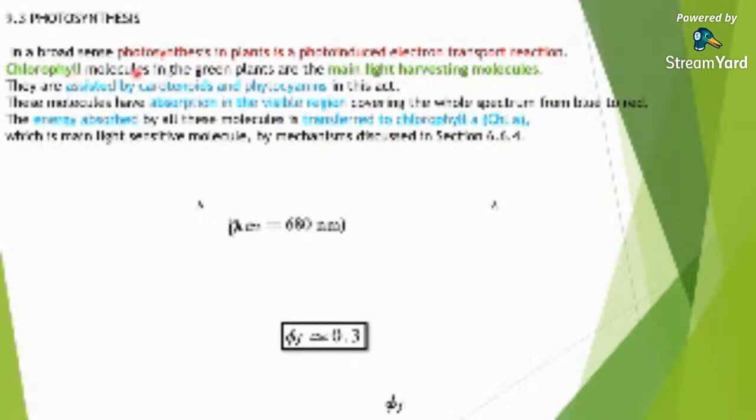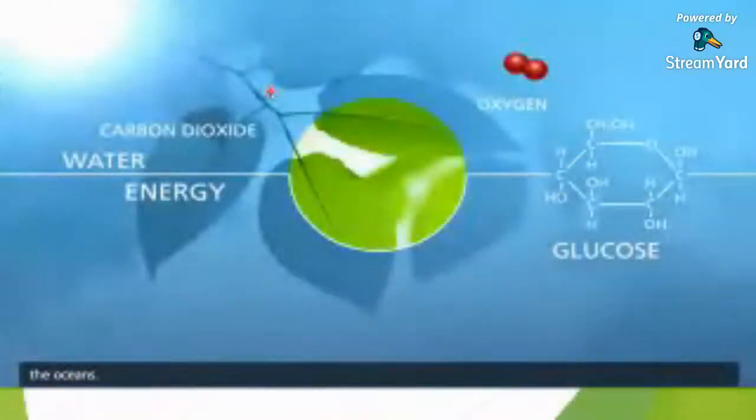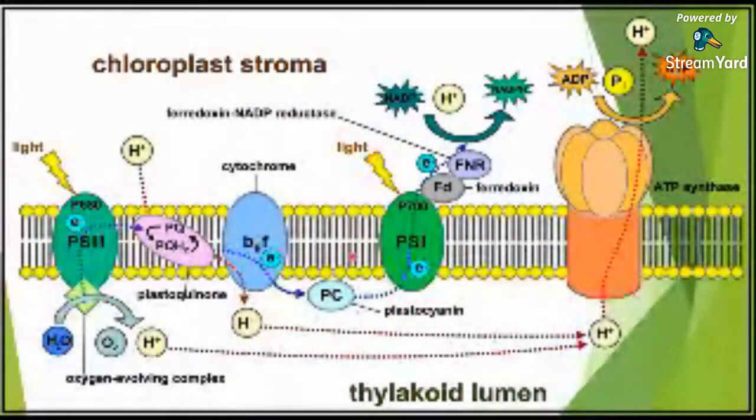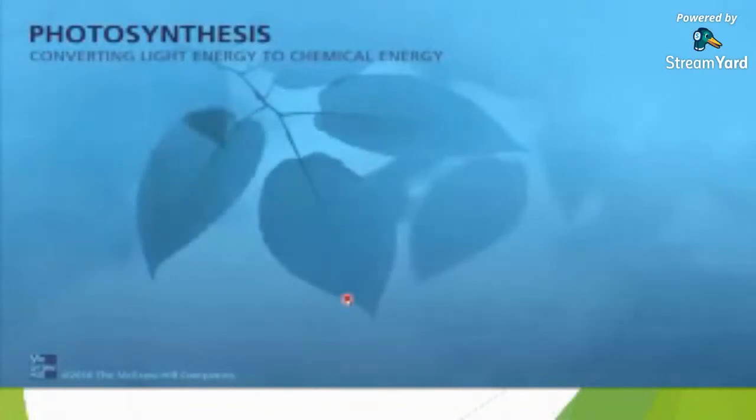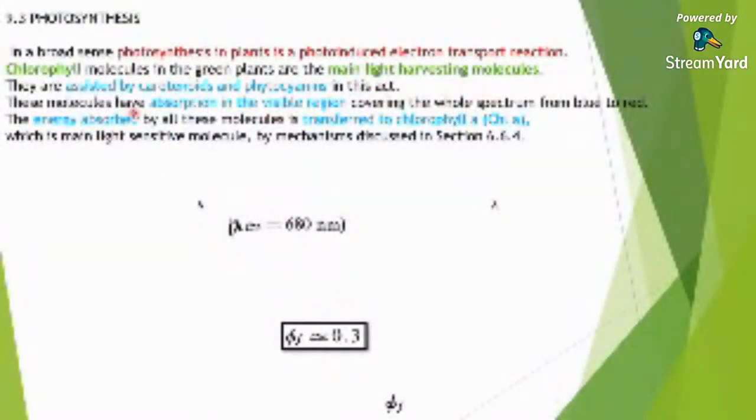Chlorophyll molecules in the green plants are the main light harvesting molecules. They are assisted by carotenoids and plastocyanins in this act. As we have seen in photosystem 1 and photosystem 2, there are plastocyanins. The electrons are transferred to the plastocyanin first. The chain is plastoquinone, cytochrome f, then plastocyanin.